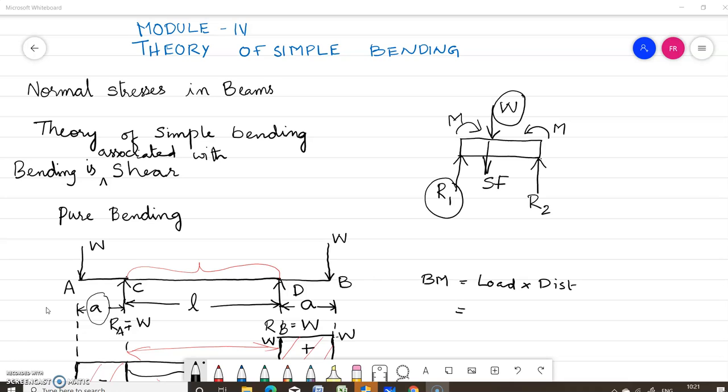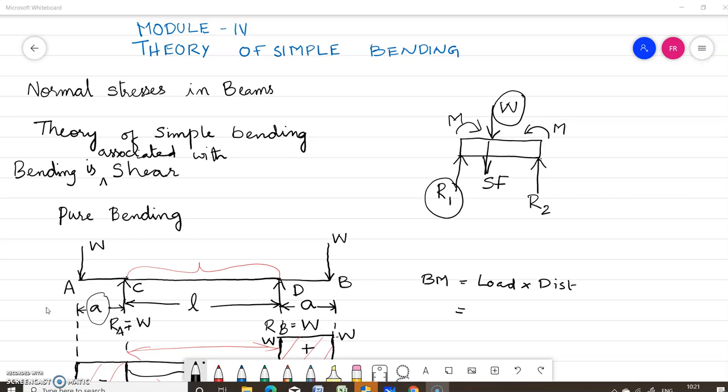Okay, we are interested in finding out what stress is developed on a beam section. The stresses due to the bending moment and due to shear force are determined independently. So first we'll deal with finding out the normal stresses in beams.